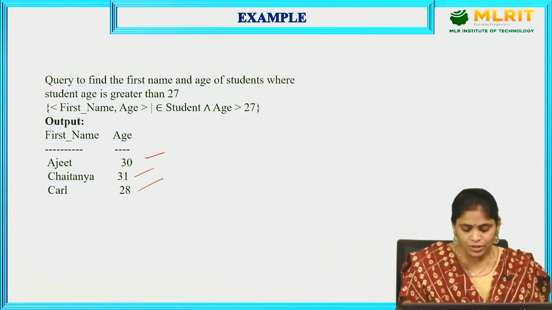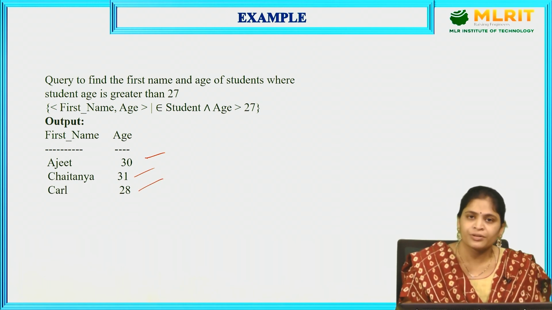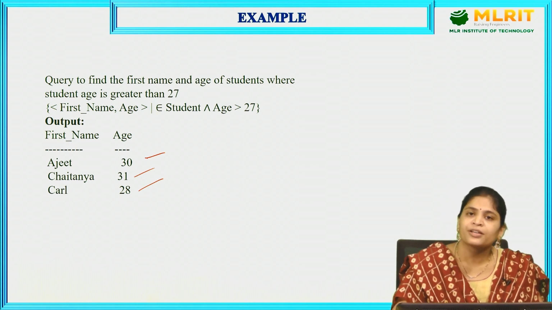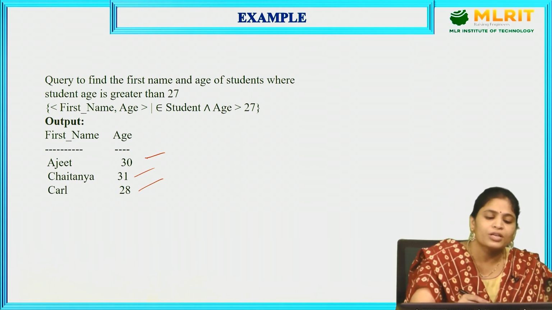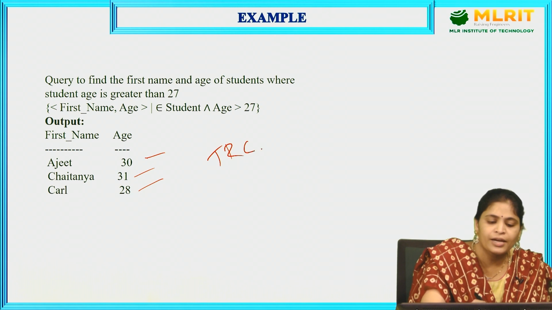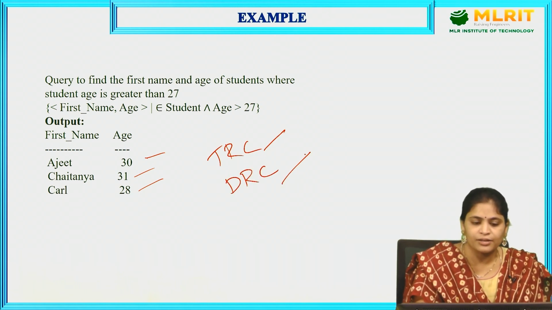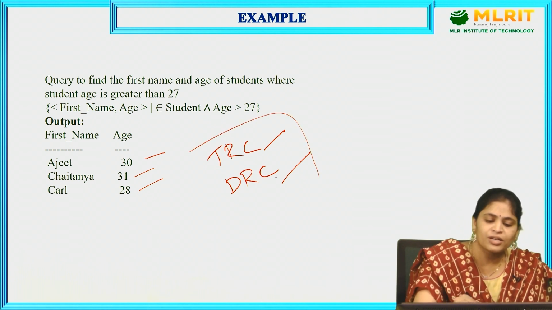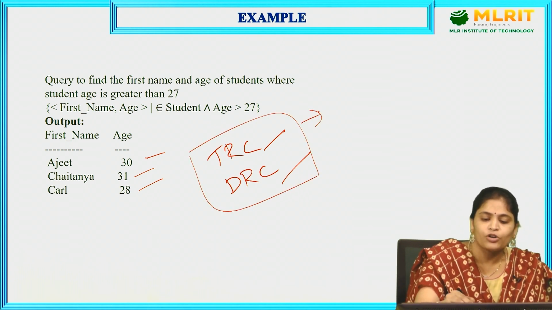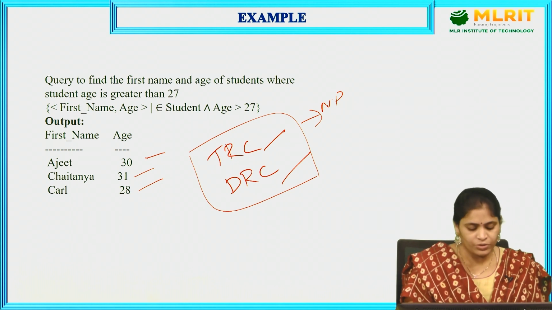So till now we have discussed relational calculus. In that, we have two types. What are they? TRC and DRC: tuple relational calculus and domain relational calculus. This relational calculus is nothing but a non-procedural query language. Thank you.